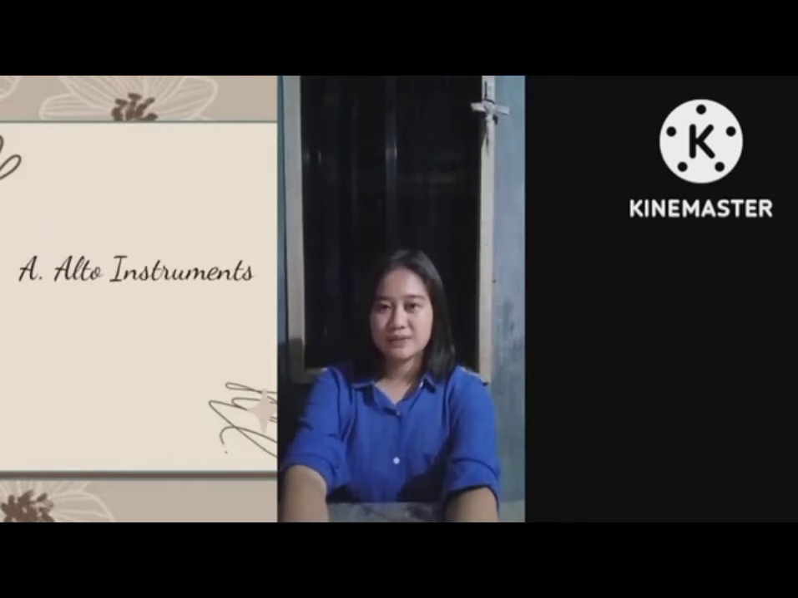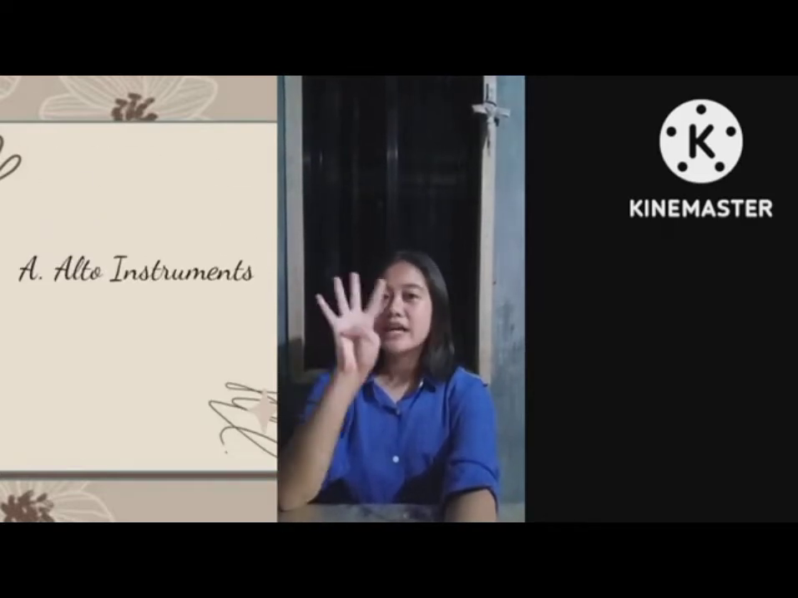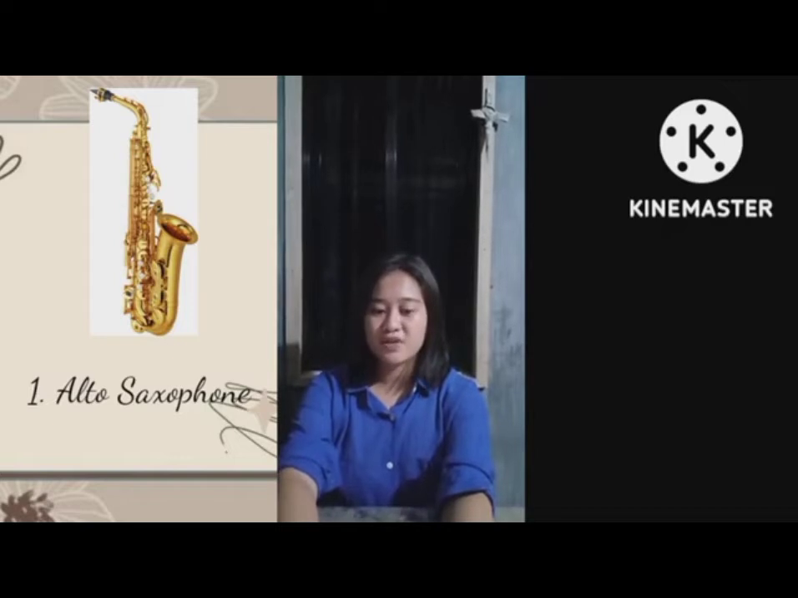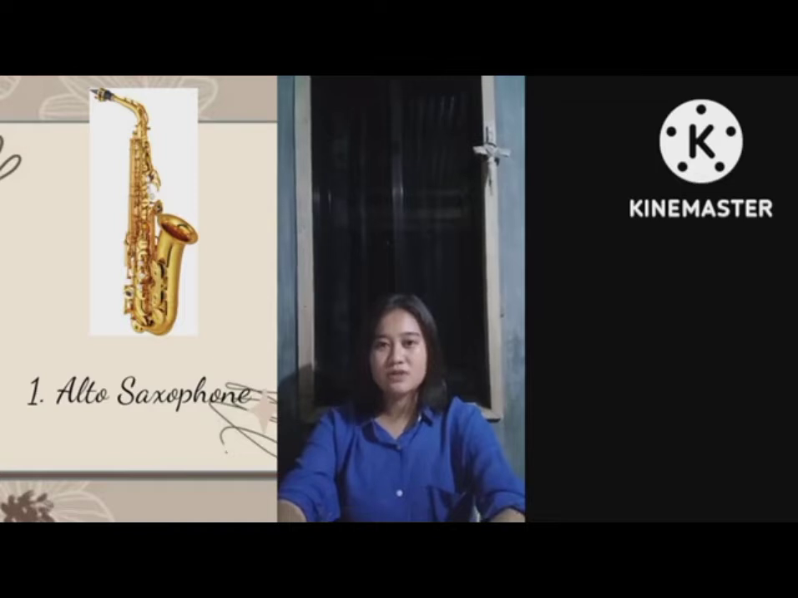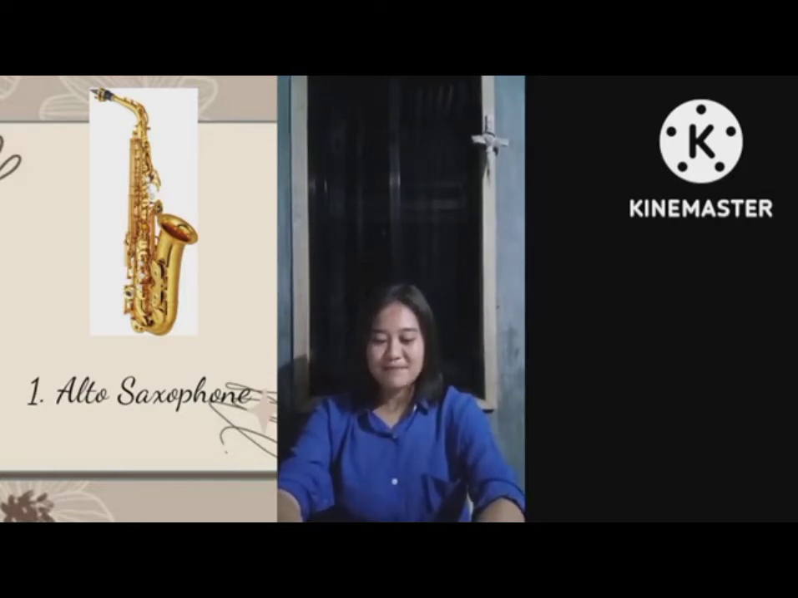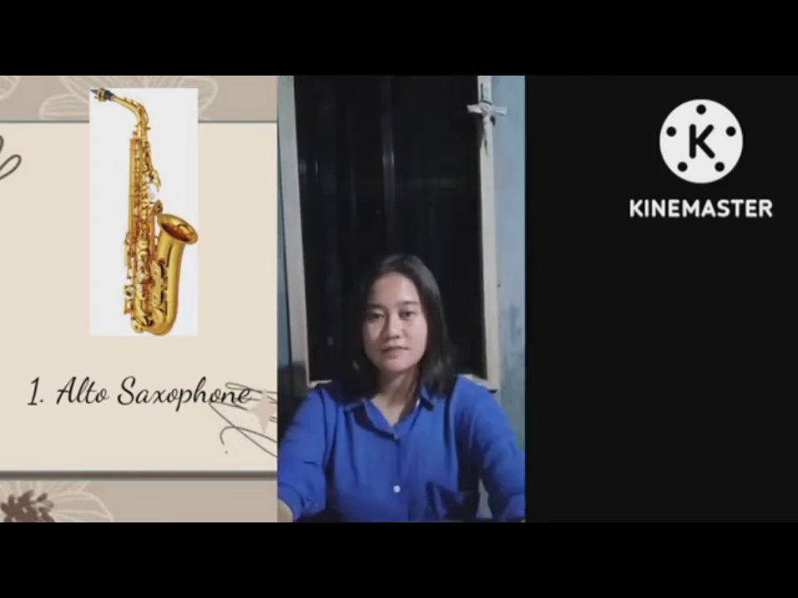First, we have alto instrument. In alto instrument, there are 4 instruments belong. First, we have alto saxophone. It is a member of the saxophone family of woodwind instruments invented in 1841 by Adolphe Sax, a Belgian instrument designer. It is the most common saxophone and is used in popular music, concert bands, chamber music, solo repertoire, military bands, marching bands, pep bands, and jazz, such as big bands, jazz combos, swing music.